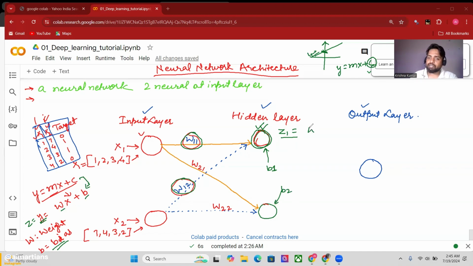It will use w11 x1, because this w11 is coming from this x1, plus w12 x2, because this is coming from x2. And now this is b, the bias. So this is the equation of line.